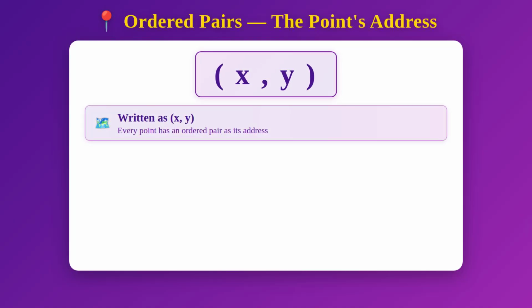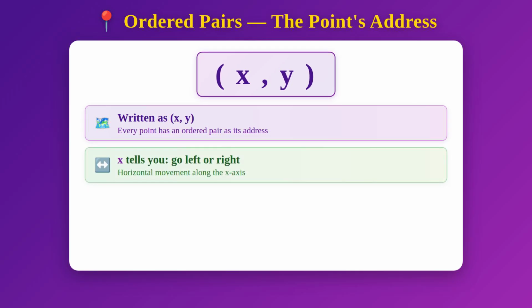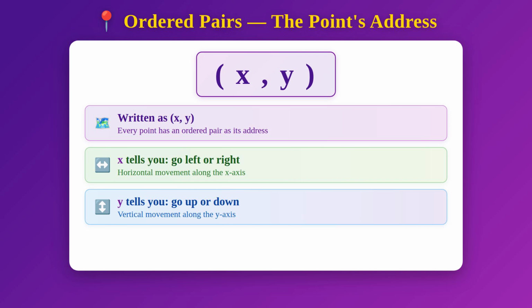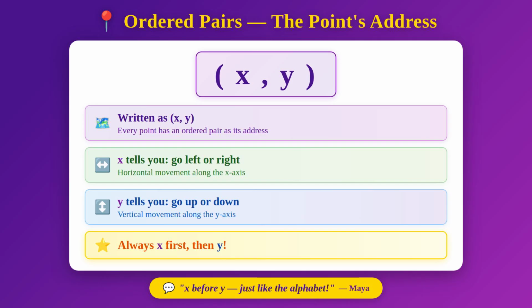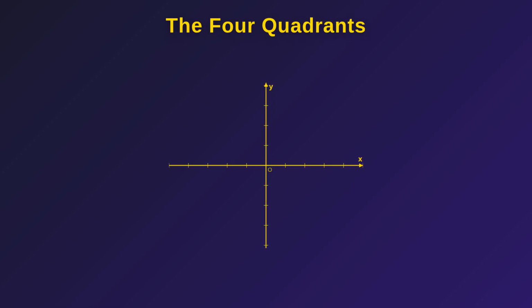Now here's the key idea. The address of any point is called an ordered pair. It's written like this: parentheses, x, comma, y, close parentheses. The x comes first and tells you how far to move left or right. The y comes second and tells you how far to move up or down. Here's a memory trick Maya uses. X comes before y in the alphabet, and you always move sideways before you move up or down. X first, y second, always.